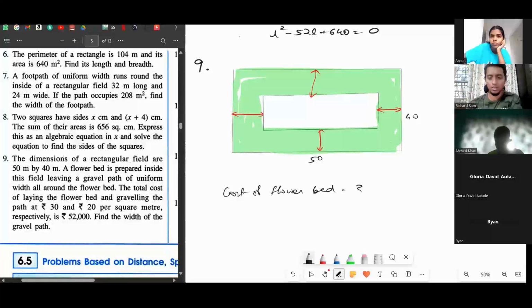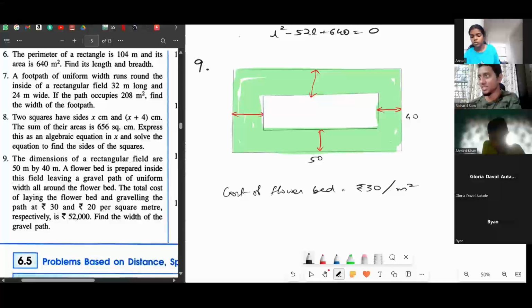No, per square meter. So rupees 30 is per square meter. For 1 square meter, you're paying 30 rupees. For 2 square meters, you'll pay 60 rupees. For 3 square meters, you'll pay 90 rupees, and so on. So whatever the area is, you multiply that with 30. Correct? Okay. And the cost of gravel is how much?